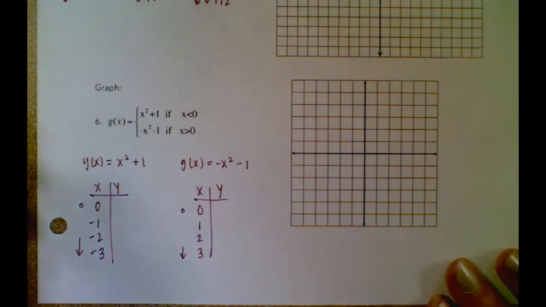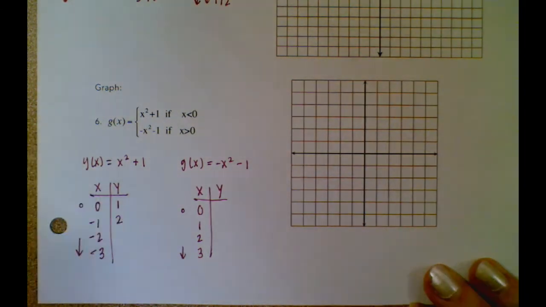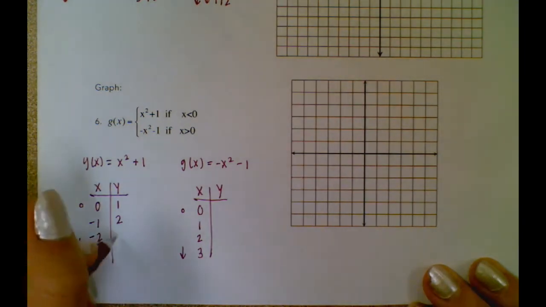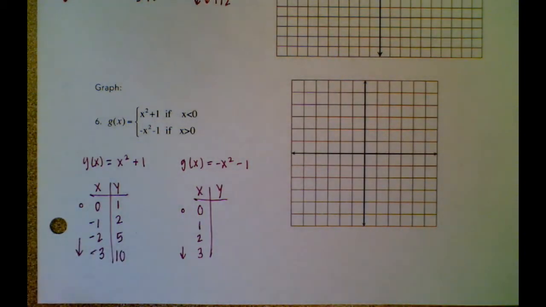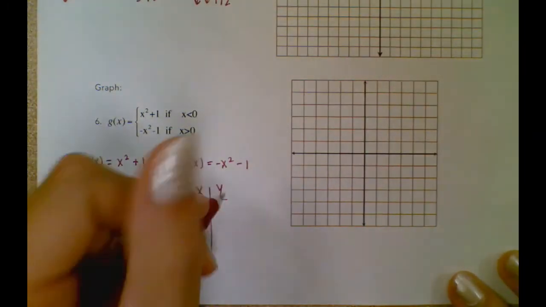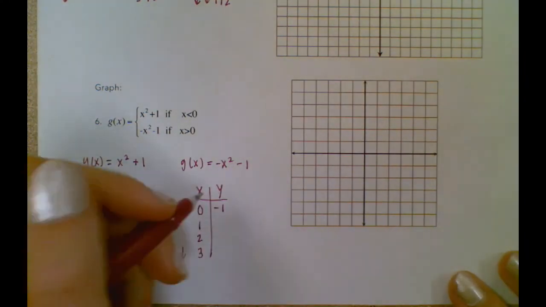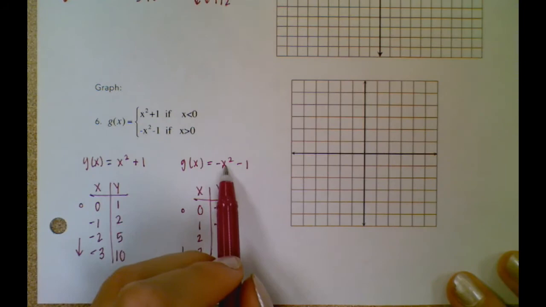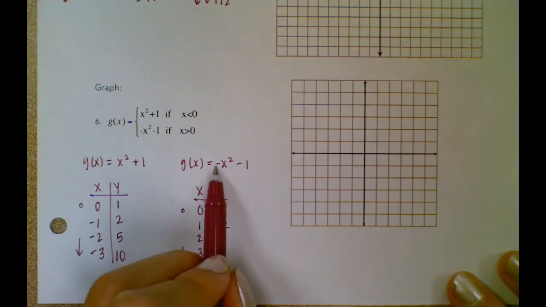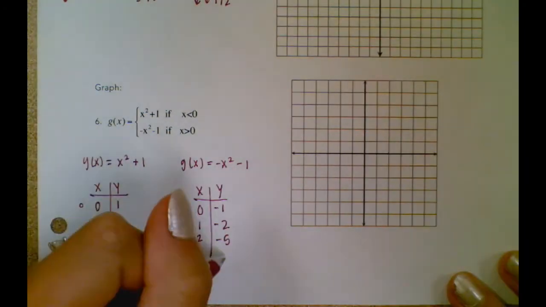So 0 squared plus 1 is 1. Let's see, that's 1, so that would be 2. Negative 2 squared is 4 plus 1 is 5. That's 9, so 10. And then we have over here, 0, that's negative 1. We have 1 squared, which is 1, but that's negative. So negative 1 minus 1 is negative 2. 2 squared is 4, but that's negative 4, so this is negative 5. 3 squared, it's 9. Negative 9 minus 1 is negative 10.